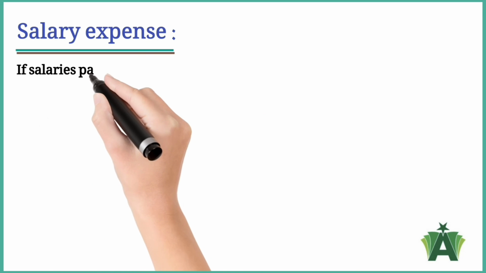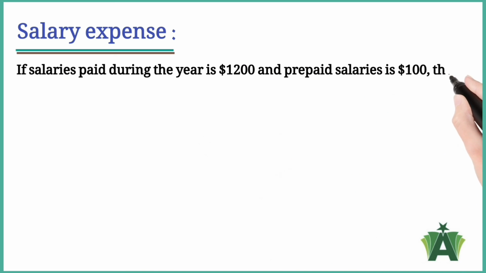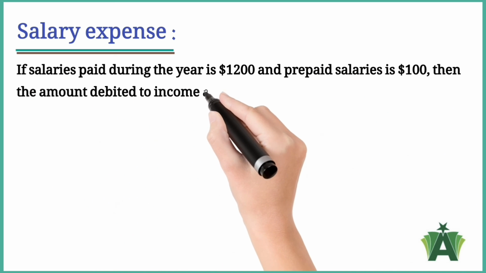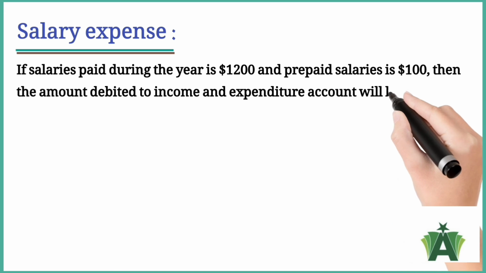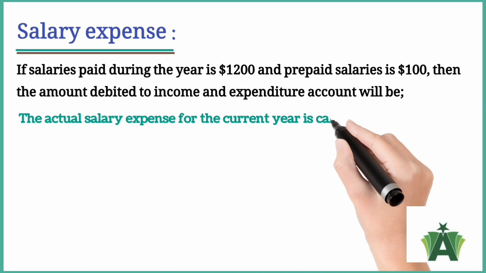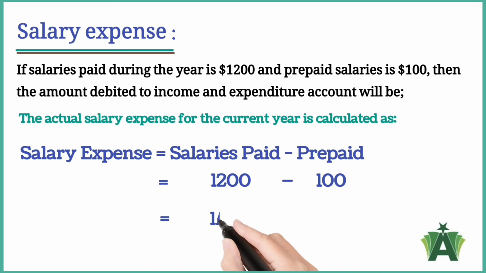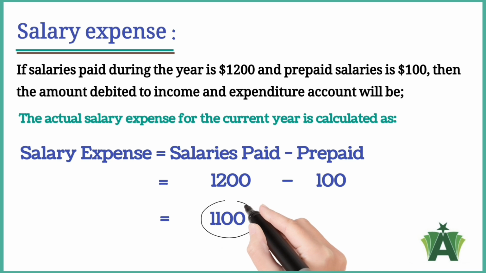If salaries paid during the year is $1,200 and prepaid salaries is $100, then the amount debited to income and expenditure account will be: the actual salary expense for the current year is calculated as salary expense equals salaries paid minus prepaid. This $1,100 is the amount that should be debited to the income and expenditure account.